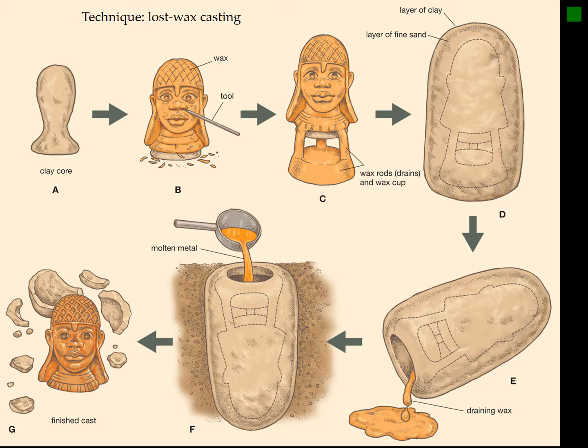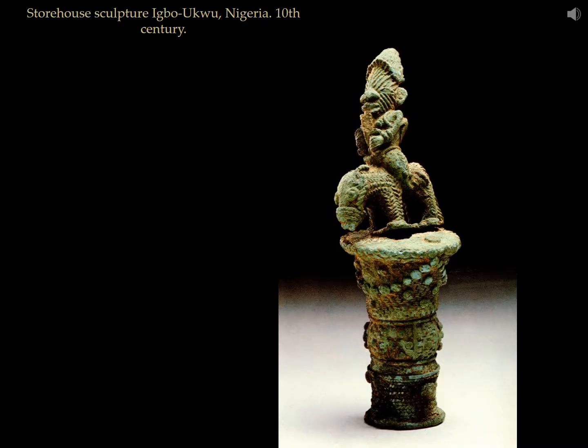The lost wax casting technique, as in Western Europe, demands a great deal of understanding of technology, of melting and creating new alloys. You begin with a clay core, in this case covering it with wax and carving with a tool the design that you want to cast. You then add wax rods or drains, as seen here in image C, then cover it with a layer of clay and fine sand in image D. The wax is then drained out after being heated, and molten metal poured into the cast that is left over. The finished cast is then broken by way of the layer of clay and sand, revealing the final substitutive bronze.